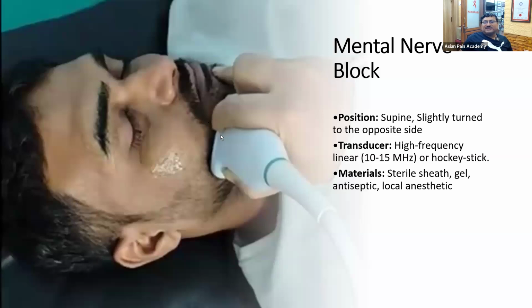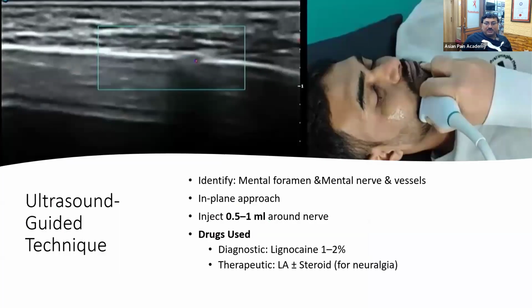Here also, just ask the patient to rotate the head slightly to the opposite side, and then with the linear transducer, focus and try to see the mental foramen. Once you are able to see the mental foramen, then you put your needle again either in plane approach or out of plane approach. Here in this picture you can see, we can also see the artery.